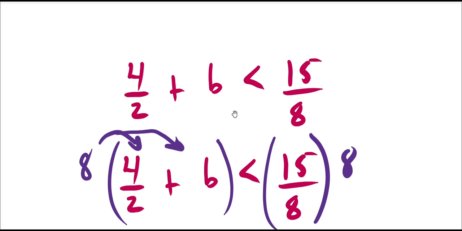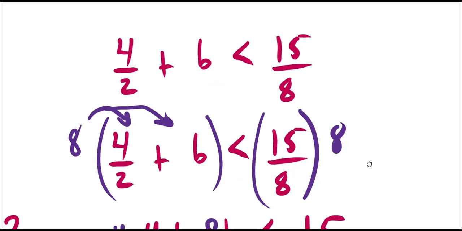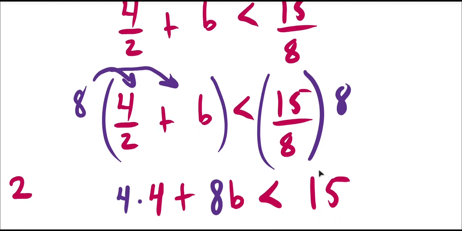That's sometimes a good way of starting things with fraction problems. If I multiply on both sides by 8, it's going to cancel completely from the right-hand side, and on the left-hand side, it will cancel by distributing. 2 goes into 8 4 times, so we'll get a 4 times 4 here, and then we'll also wind up with an 8 times our b.